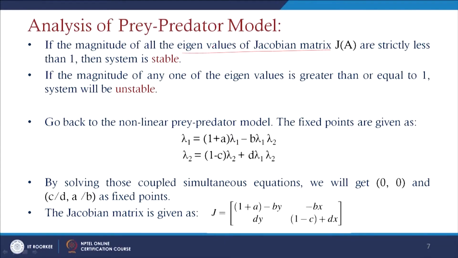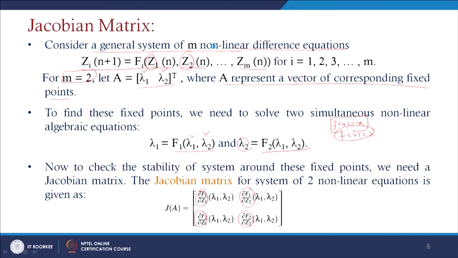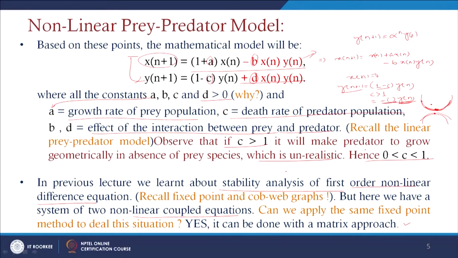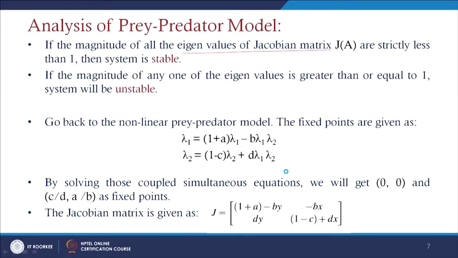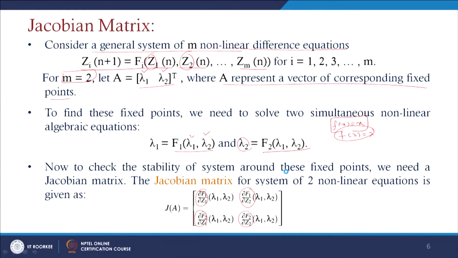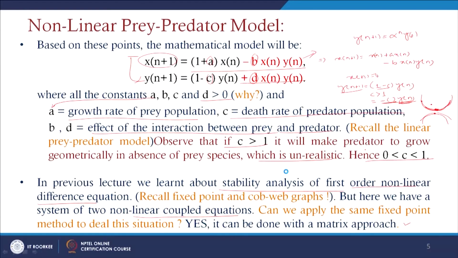And if we just go back to our system here for the nonlinear prey-predator model, the fixed points are given as lambda 1 equals f1 of lambda 1, lambda 2, and lambda 2 as f2 of lambda 1, lambda 2. If you put these in the system, then we can find that lambda 1 can be written as 1 plus a lambda 1, since x n plus 1 is also a function we can express as a lambda here.